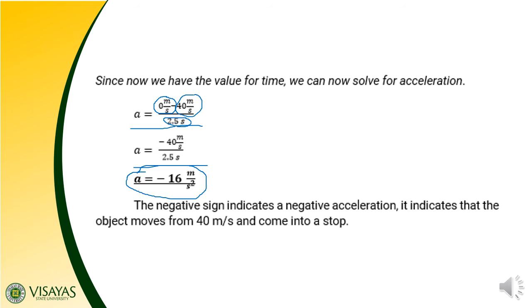Remember that the negative sign indicates a negative acceleration. It indicates that the object moves from 40 meters per second and comes into a stop. So it indicates also the direction of the motion in which the object moves from 40 meters per second and comes into a stop. So since we are talking about negative acceleration, we'll be talking about this one as well as the positive acceleration on the next slide.